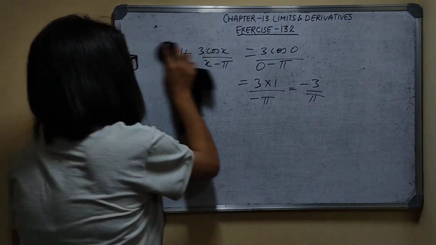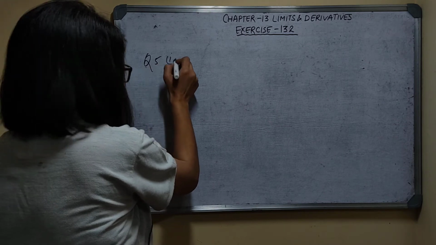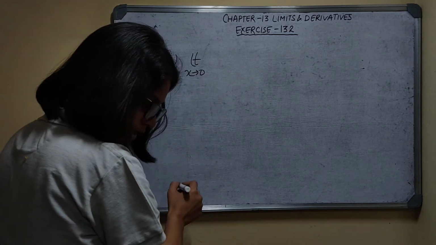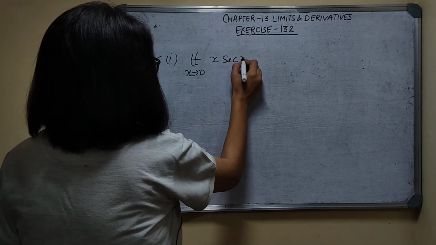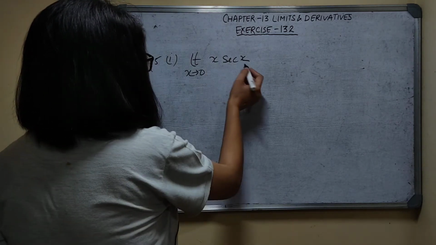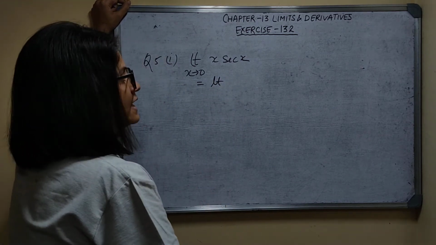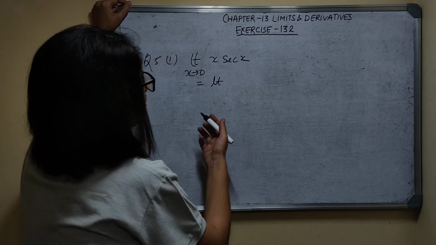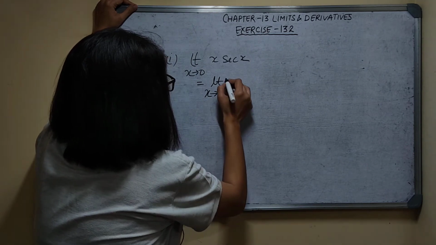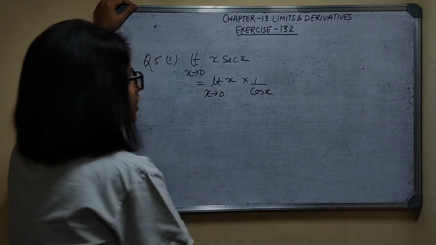Now question number 5. First part. Limit x tends to 0, x sec x. I know the formula, limit x tends to 0, cos x is equal to 1. Like this we can use the formula, but directly I can't put. So limit x tends to 0, x sec x I can write as x into 1 upon cos x. Is it clear?